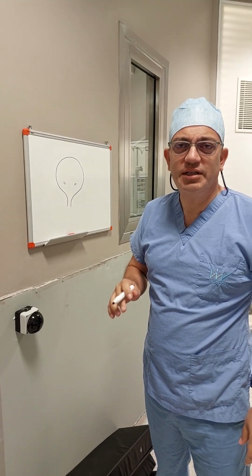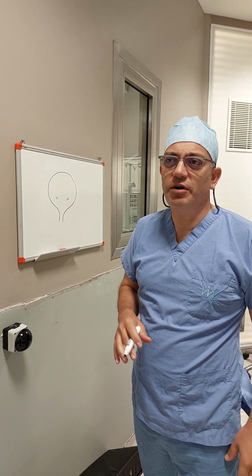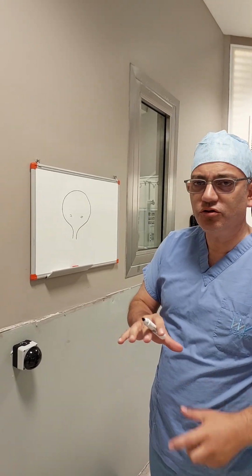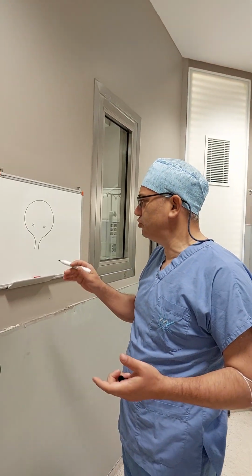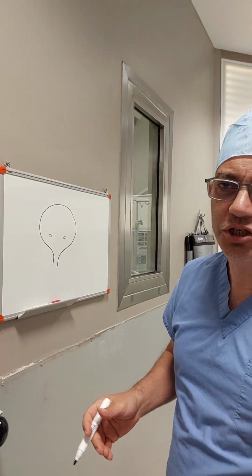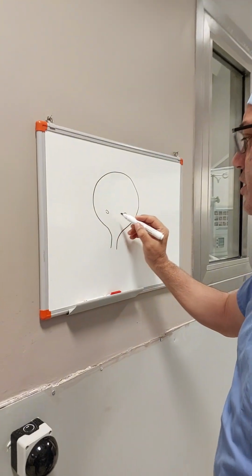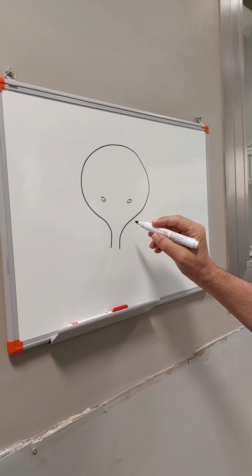Okay, we did a very nice case. I performed all of the things that I want to do. And I want to summarize what we did, and I want to show you what our procedure is, how we do it. So this is the bladder, these are the ureteric orifices. There are 2 ureteric orifices.